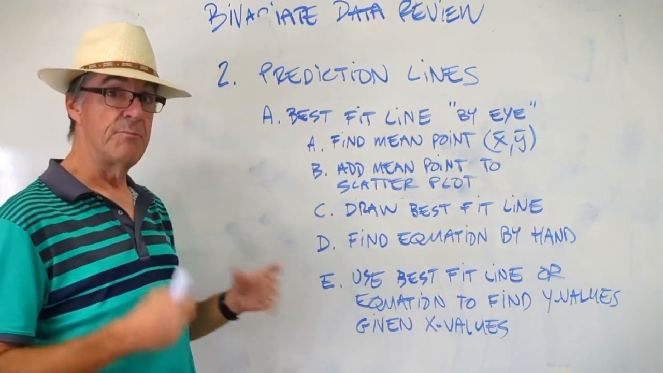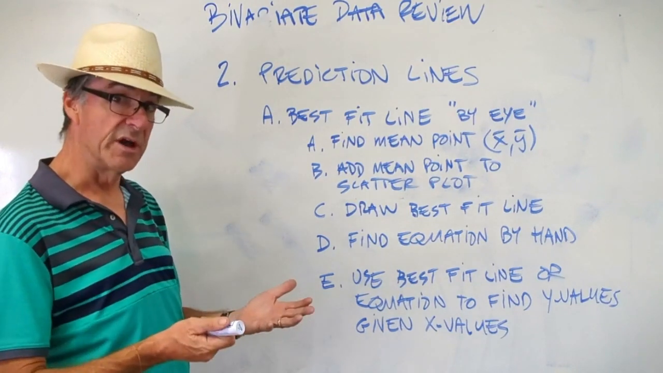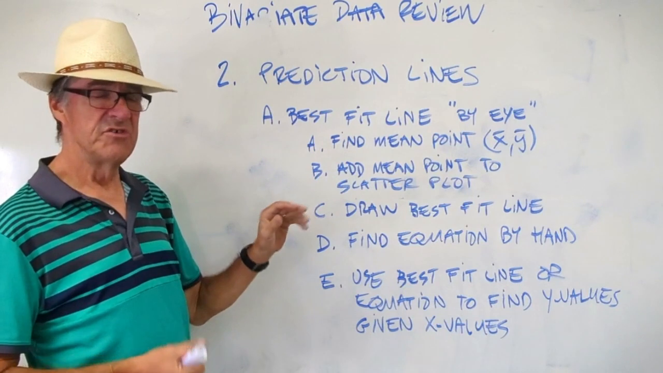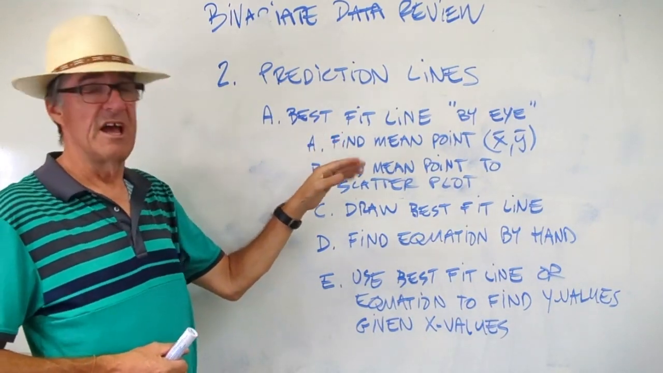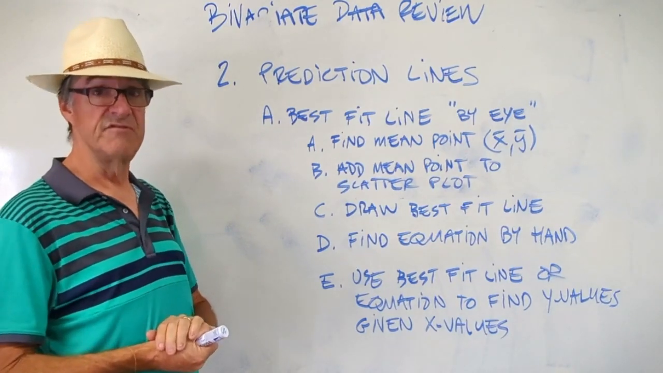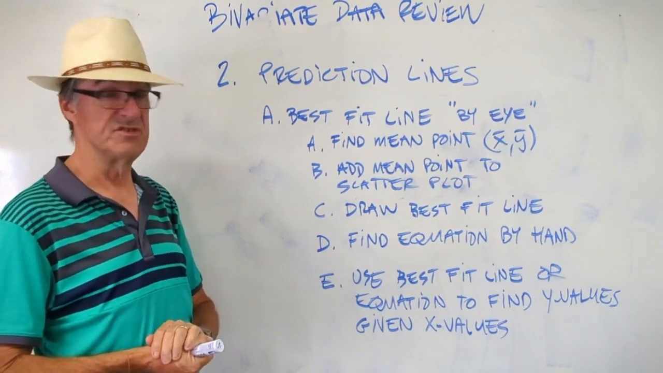And you'll remember that the best fit line has to go through the mean point and then be drawn as best you can so that half the data is above it and half the data is below it. And we did a little bit more detail on that in the lesson video, so if you want to go back and review that, please do.